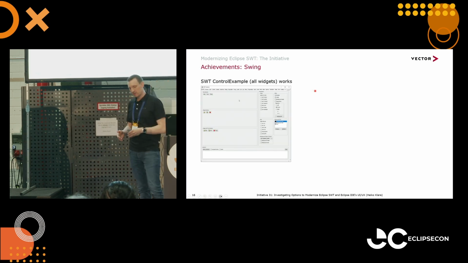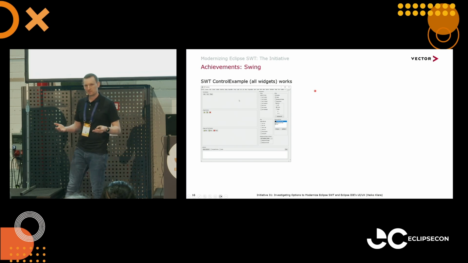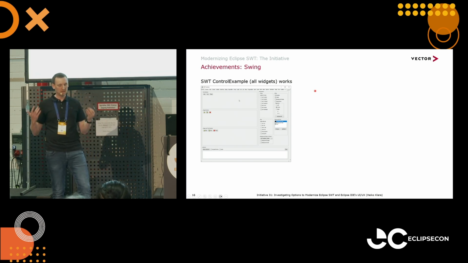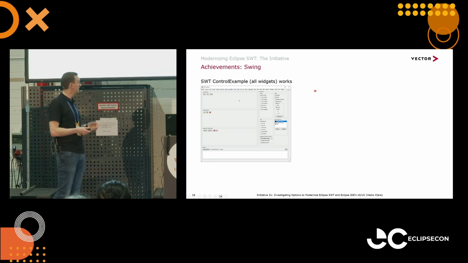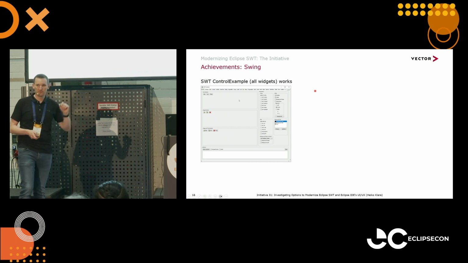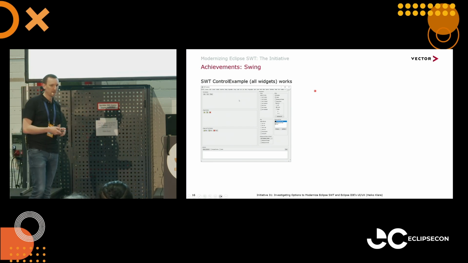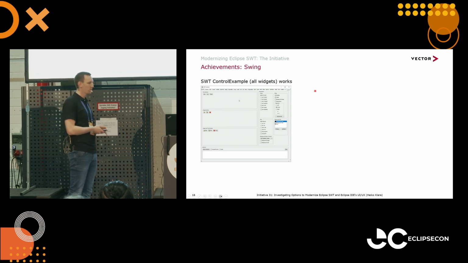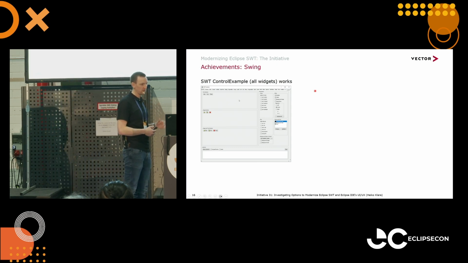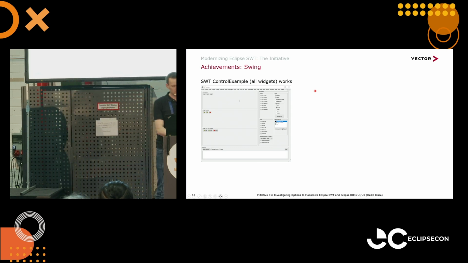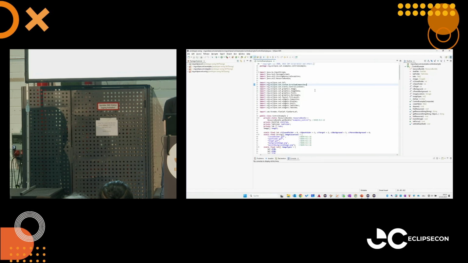We did not put too much effort into this because there was this existing implementation which had many things already implemented. So what you see here is the control example of SWT. That's an example where you can see all the basic widgets provided by SWT, try them out, what functionality they have, and this is run via Swing, so you see that things are working quite fine. I can also show that to you in a live demo.